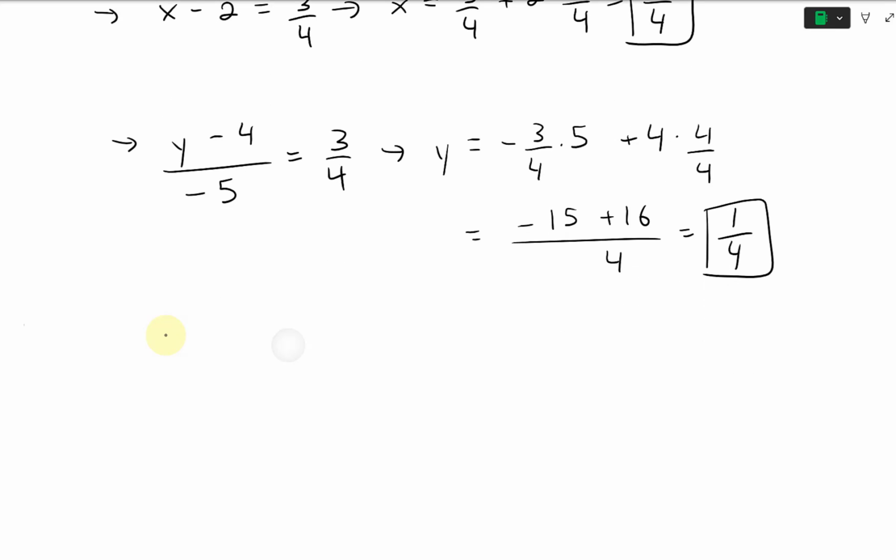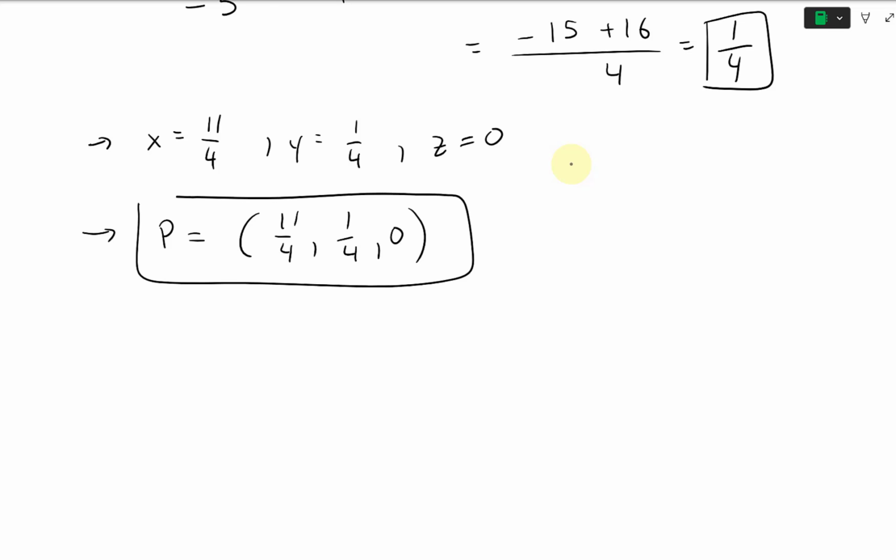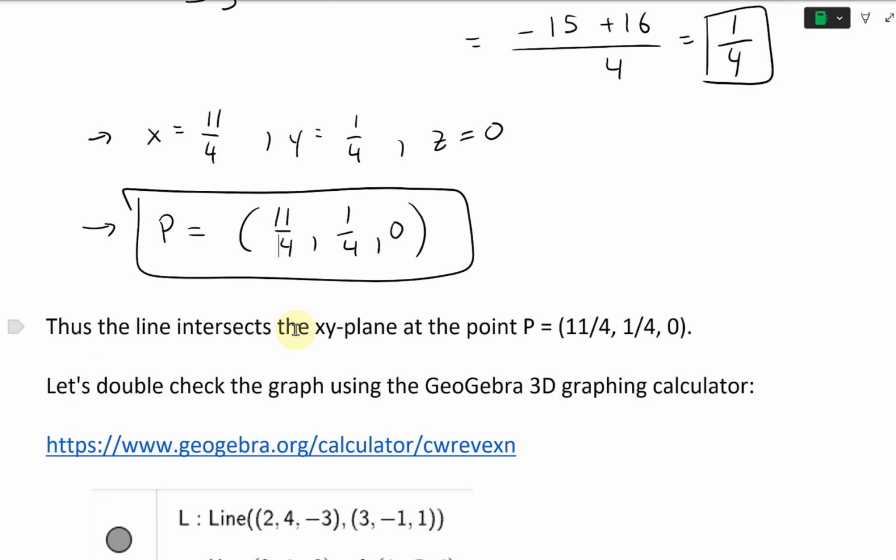So this means that we have the equations, x is equal to 11 over 4, that's just right here. And then we have y is equal to 1 over 4, where again z is 0, because it's crossing the xy plane. So the point, we'll call this P, has coordinates 11 over 4, 1 over 4, and 0. Thus the line intersects the xy plane at the point P with coordinates 11 over 4, 1 over 4, and 0.